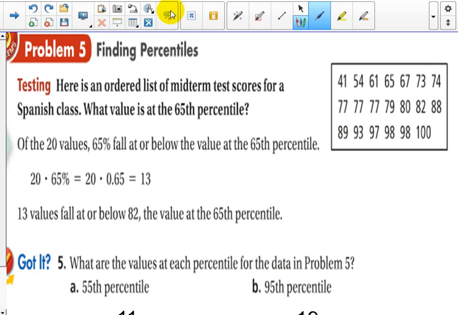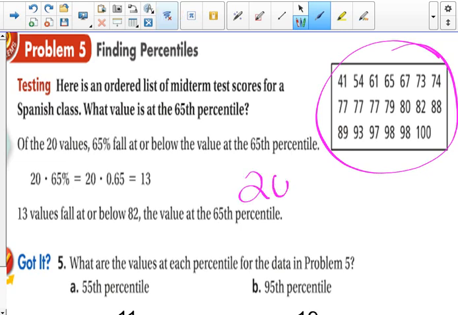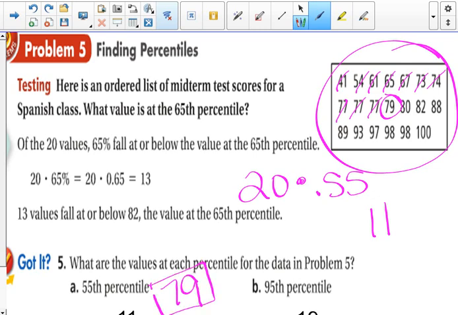How about the 55th percentile? What would our 55th percentile be here? So you're going to have 20 times 0.55, which is what? 11. So go to your 11th element. 1, 2, 3, 4, 5, 6, 7, 8, 9, 10, 11. So you're going to say 79. So 55% of the people were at 79 or less.